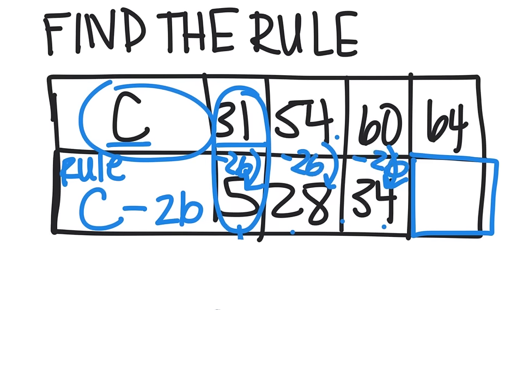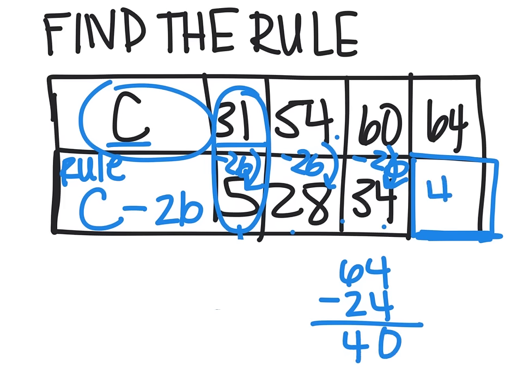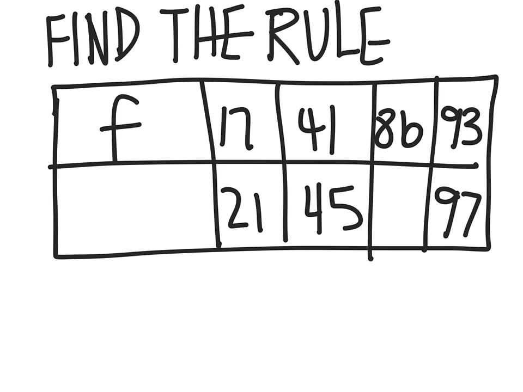60 minus 26 is indeed 34, so now I need to go back and figure out what goes in this blank down here. So I need to do 64 minus 26. I need to follow my rule, and I get 40. So 40 is my blank number. All right, let's look at one last example.